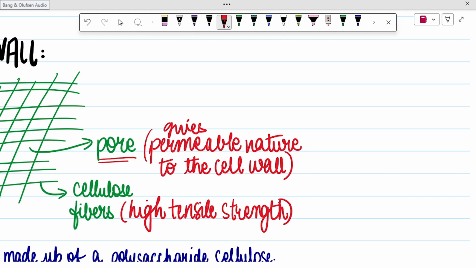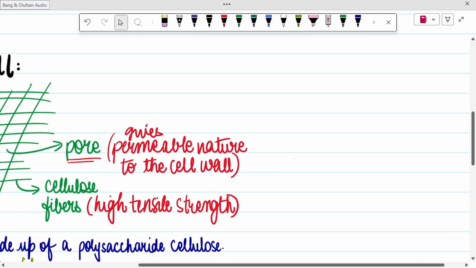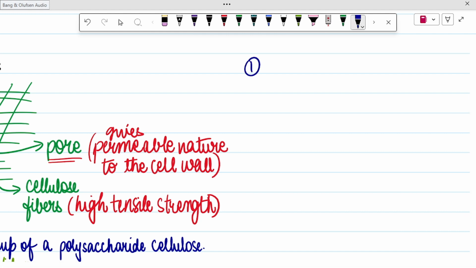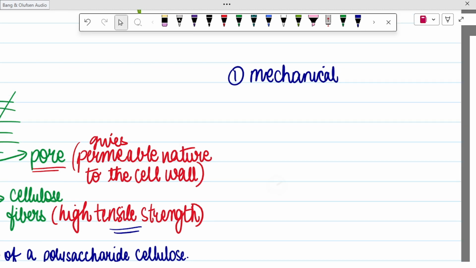Now what is the role of your plant cell wall in your plants? So very first role is it provides mechanical strength to your plant. And how is that provided? Due to the presence of your cellulose fibers. And वो क्यों होता है? क्योंकि your cellulose fibers, they have a high tensile strength. They're very strong in nature.